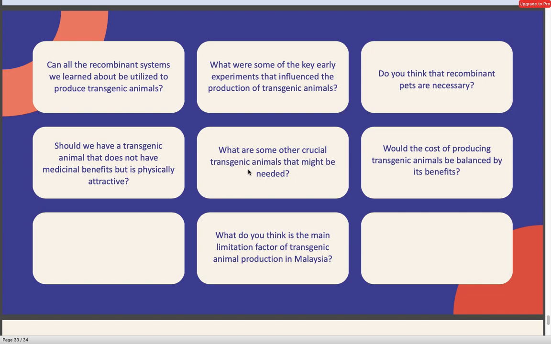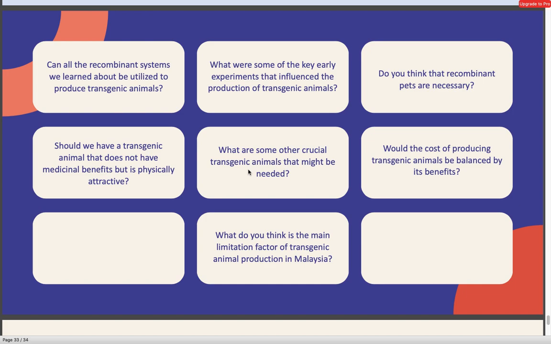What are some of the key early experiments that influenced the production of transgenic animals? We learned about the experiments. Do you think there's something else that has made it possible to make it? Do you think that recombinant paths are necessary? Carl, you voted yes.